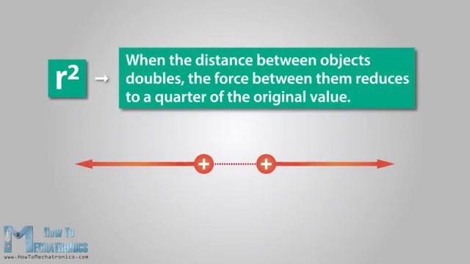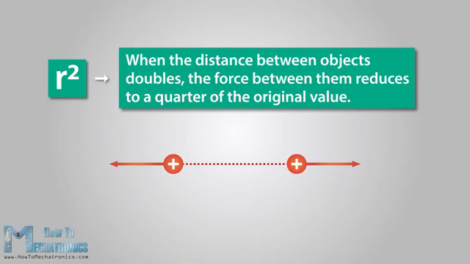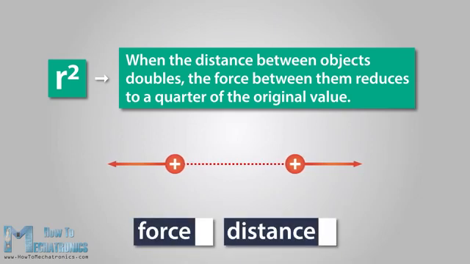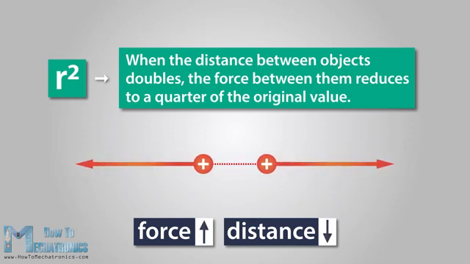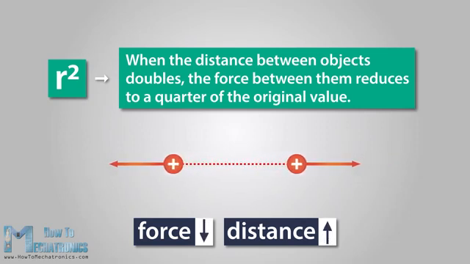The reason why the distance is squared is because when the distance between objects doubles, the force between them reduces to a quarter of its original value. In other words, the electric force between two objects increases as the distance between them decreases, and conversely, the force decreases as the distance increases.